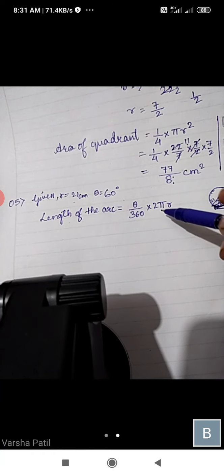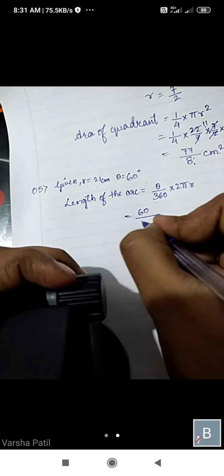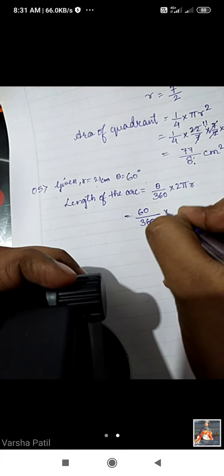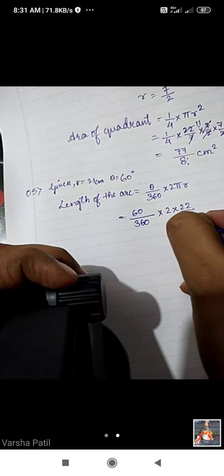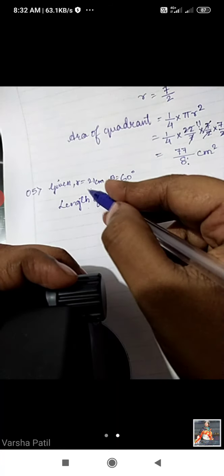Is it the formula? You have made a chart of formulas also. Theta by 360 into 2 pi r is the length of the arc. Now theta is how much? Yes, 2 into pi, we can take 22 by 7, into r, which is 21. Yes, tell me how to cancel.